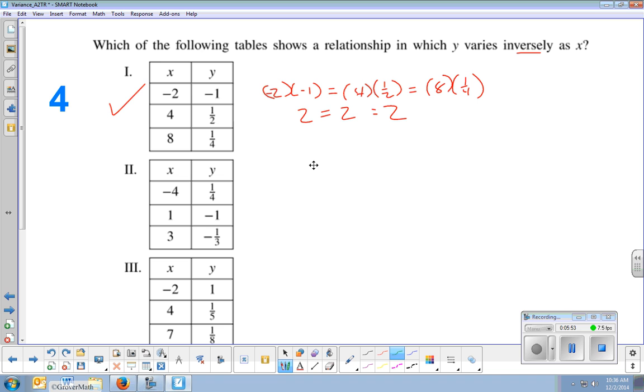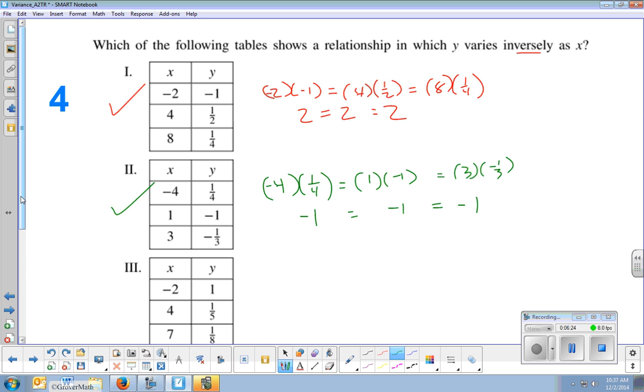Let me switch colors for each one here. So negative 4 times 1/4. I can tell you that that equals negative 1. Remember, times a fourth is really like dividing by 4. Is that the same thing as 1 times negative 1? Well, this is negative 1, and this is negative 1. Make sure you test all of them because maybe it'll work in two but not the other. Is that the same thing as 3 times negative a third? Yes, it is. These all have a common ratio of negative 1, inversely.